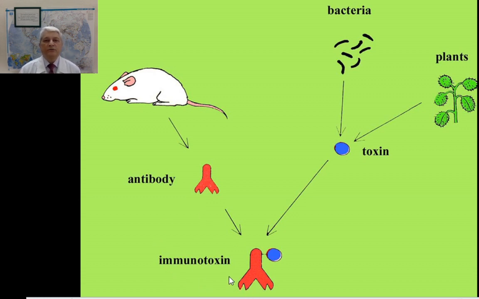How to obtain this immunotoxin? We take a mouse and apply hybridoma technology. The figure which you already had in your notebook now shows only with this small arrow. We made all these procedures, and we received monoclonal antibodies. Then we take a toxic molecule, toxin, poison from poisonous plants or from poisonous bacteria, and then combine them together.